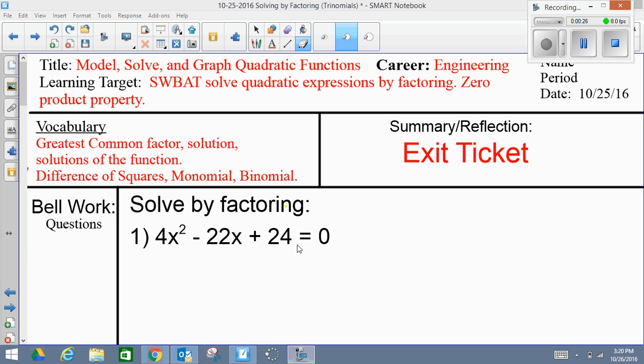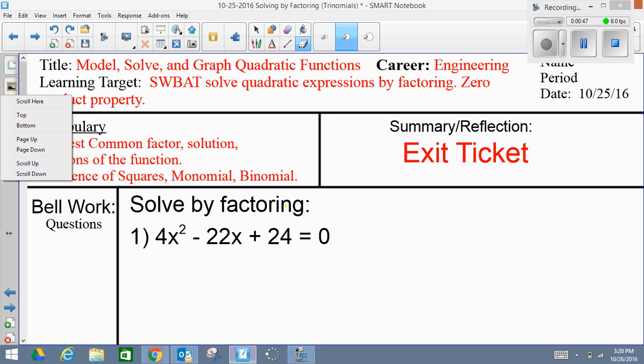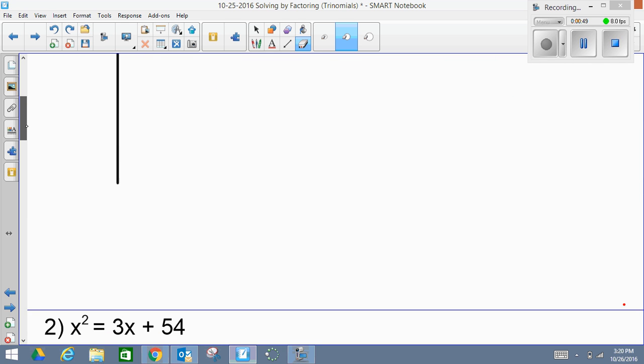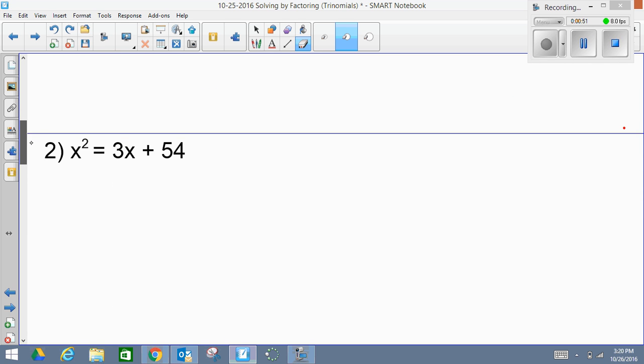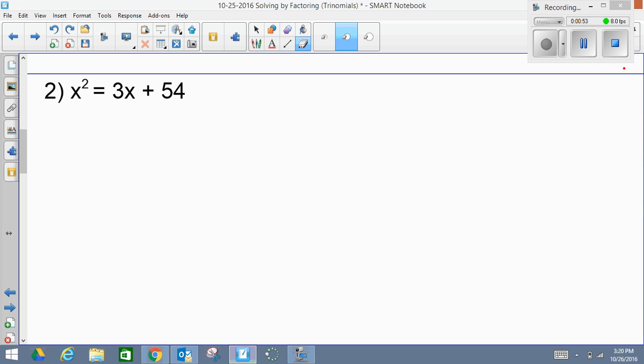And remember, we're solving, so that means we need to have a zero on the other side of the equal sign. So every time we're solving an equation, we have to have a zero on the other side before we start proceeding to factor. Now, I switched those two problems in class, so I want to start with my second problem in my worksheet, which is a simple problem, and we move from here.